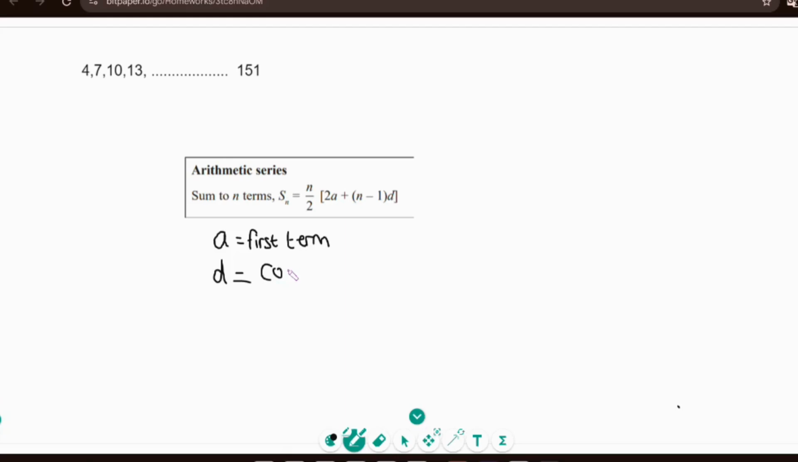We did touch on this idea when we looked at finding the nth term of a sequence. You might want to watch that recording before you look at this one. And n is the number of terms that you're summing.